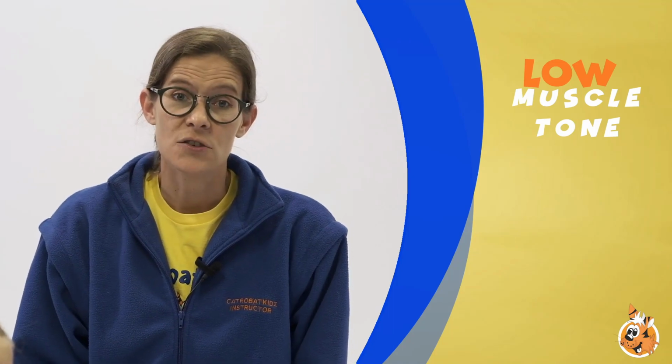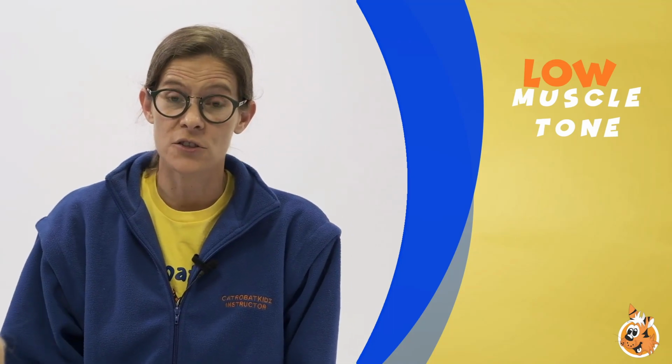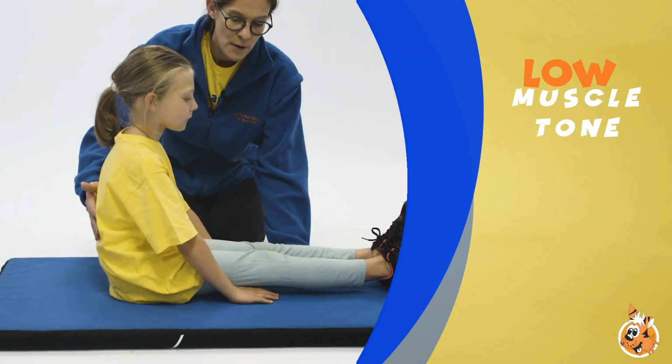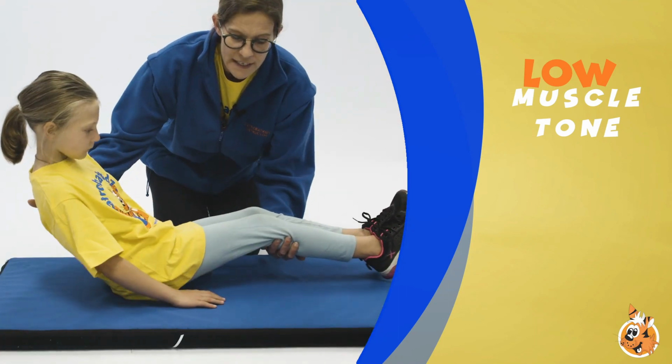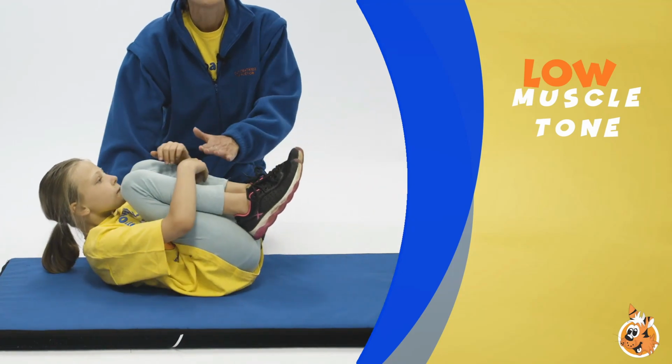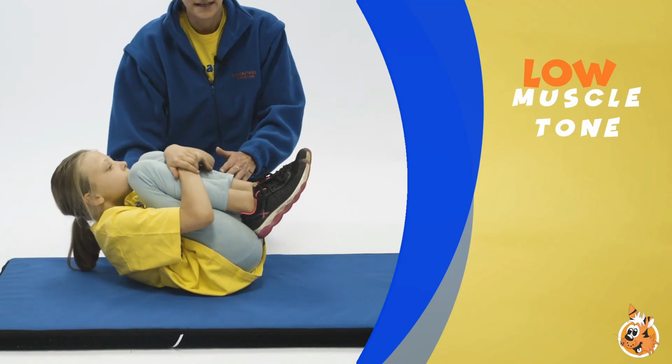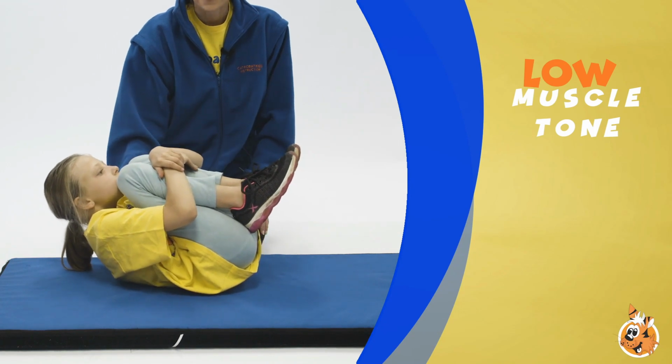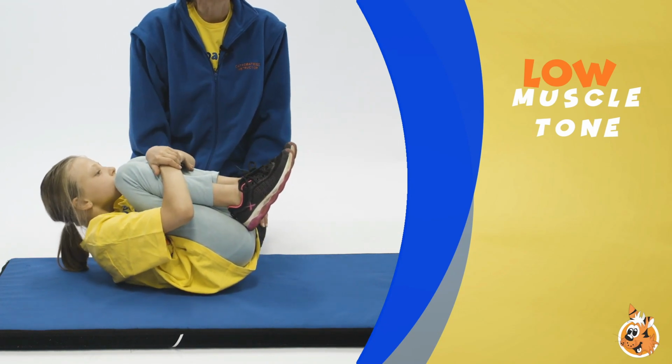One of the tests we can do to see if a child is struggling with low muscle tone is to get them to lie down on their back and bring their knees up into their chest. Ask them to hug their knees while lifting their head off the mat in a little ball position and see how long they can hold that position.